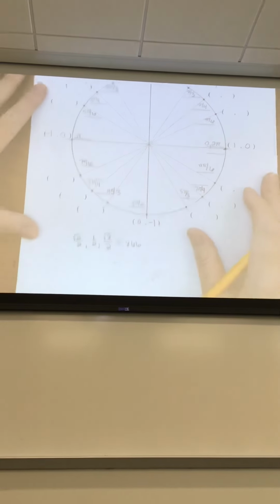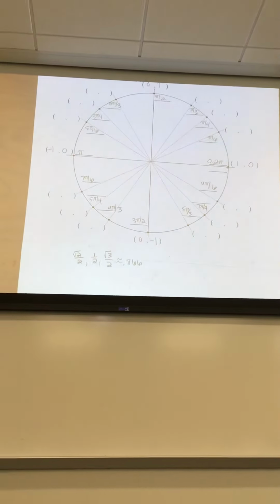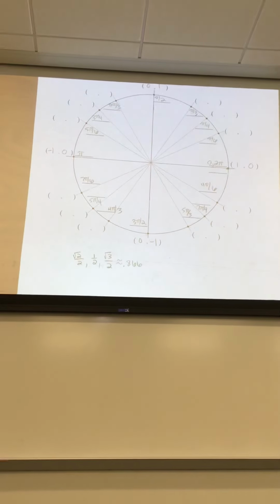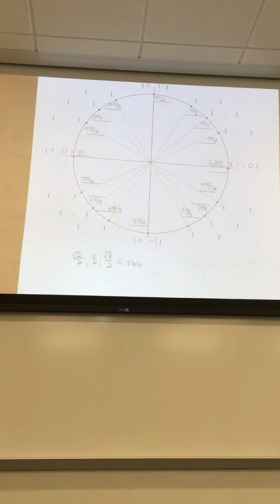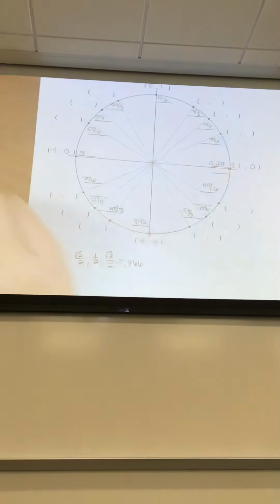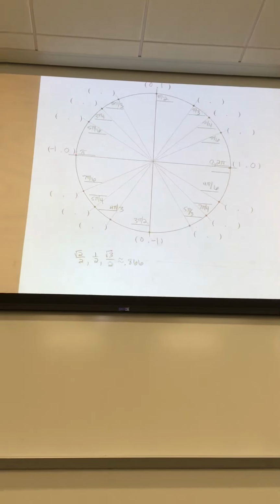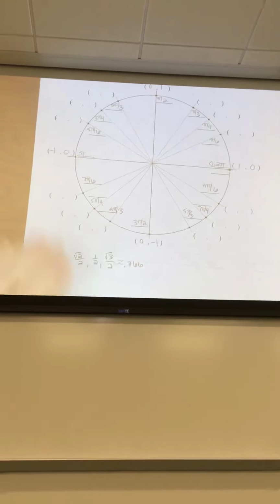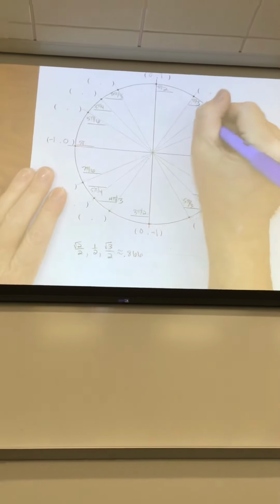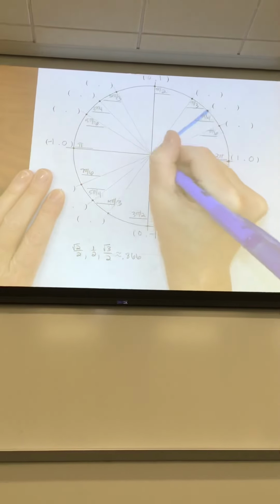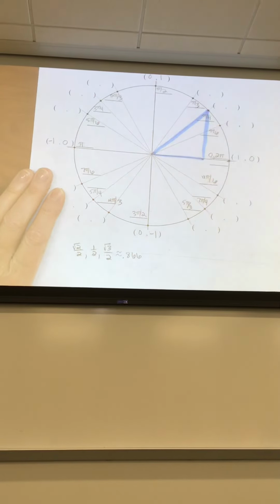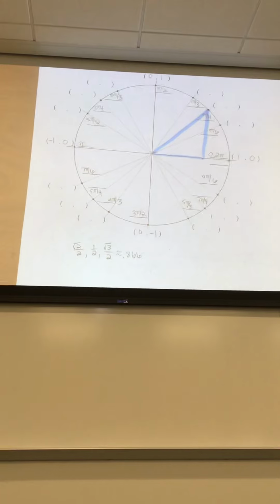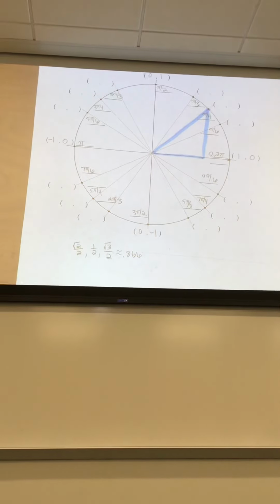All right, we're going to start with the pi over 4s first, because the pi over 4s are the easiest. The pi over 4s get square root of 2 over 2, comma square root of 2 over 2. So if I were to draw a right triangle going to pi over 4, the distance of both sides of that triangle are square root of 2 over 2.